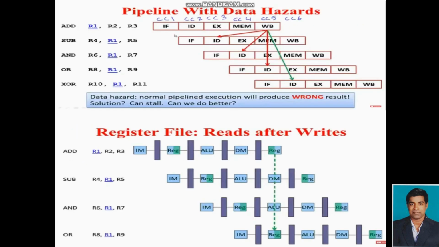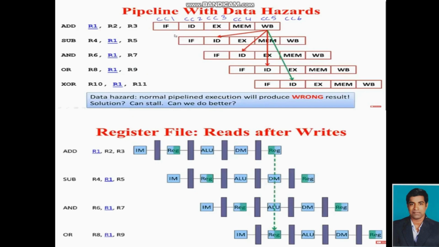Today's topic is pipelining hazards. Already we know there are 5 different operations carried out for the execution of a particular instruction. These are instruction fetch, instruction decode, execute, memory and write back.